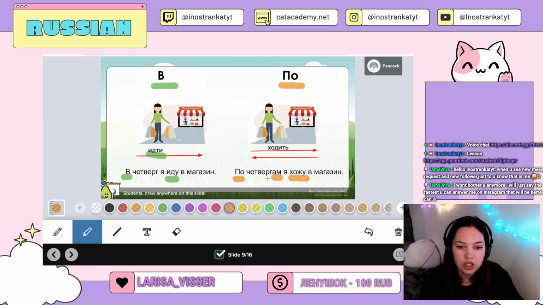So по понедельникам, по вторникам, по средам, по четвергам, по пятницам, по субботам, по воскресеньям. So all of them will have the special ending. For Wednesday and for Sunday it's different. So basically, if you see в, you must use иду, идти. If you use по, it means a routine, and we choose the word ходить.